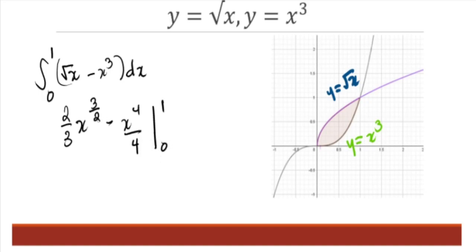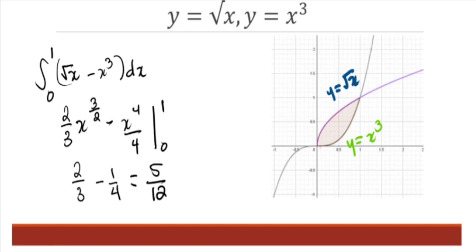Okay, at x equals 0, they are both 0. So we just have to solve it at x equals 1. So that is 2/3 minus 1/4, or this will give us 8 over 12 minus 3 over 12, or 5 over 12 square units. Okay?